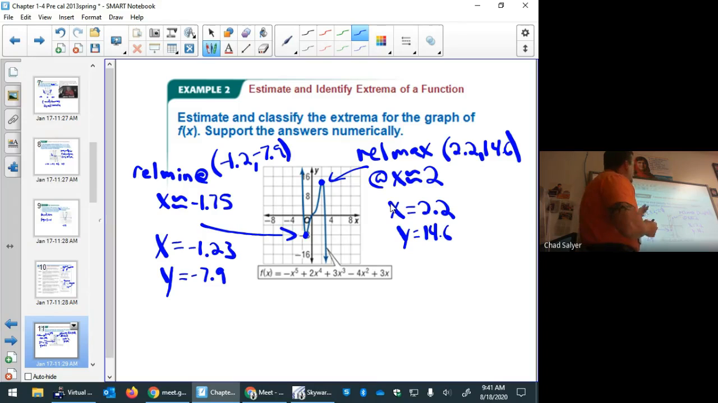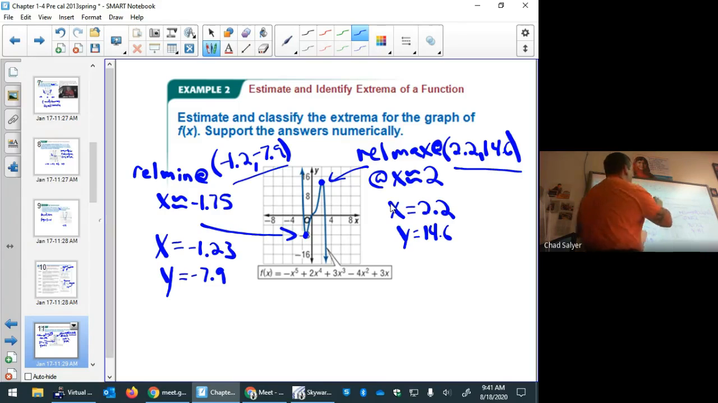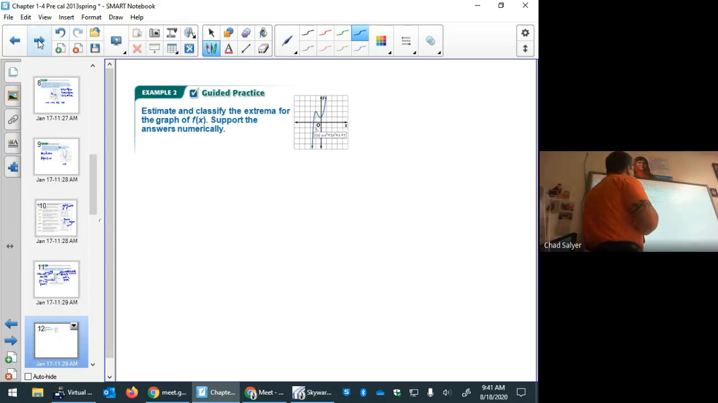So we guessed by looking at the graph, and because of the indexing and the imperfect graphing, our guesses were a little off, but we checked them in the calculator and we found these are the exact values to the nearest 10th of the minimum and maximums here. So here's one for you. Do the same thing.